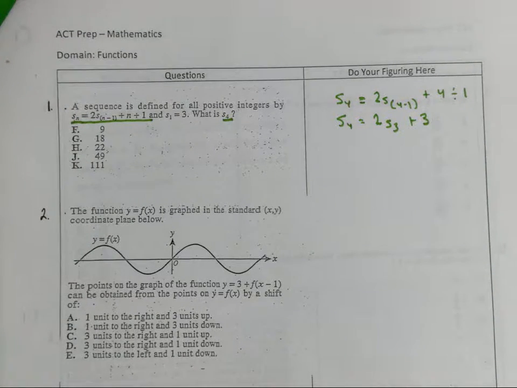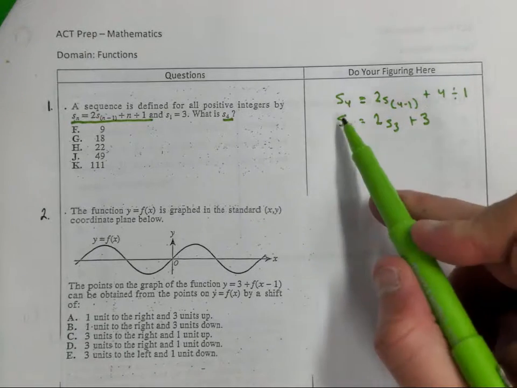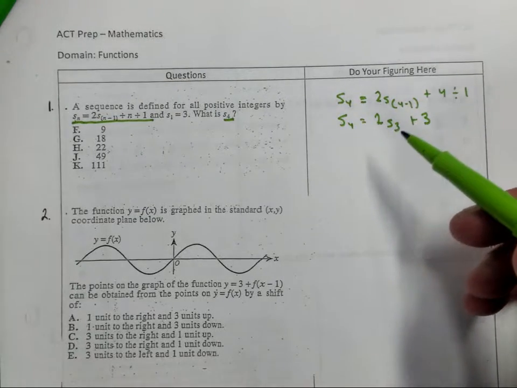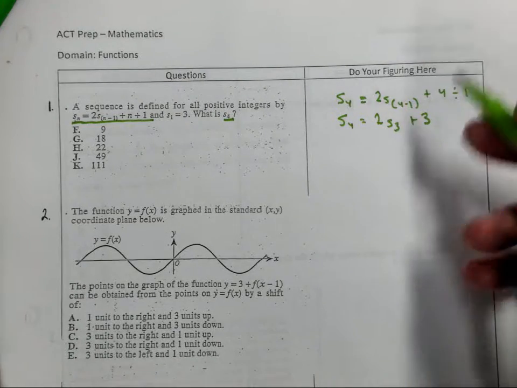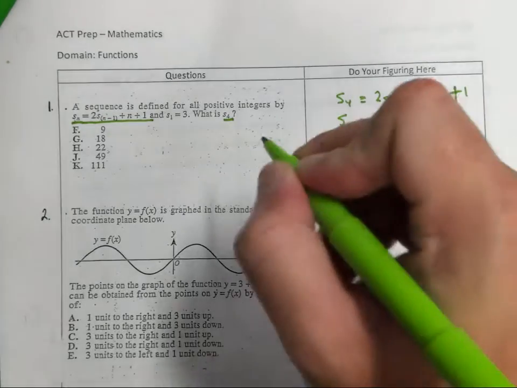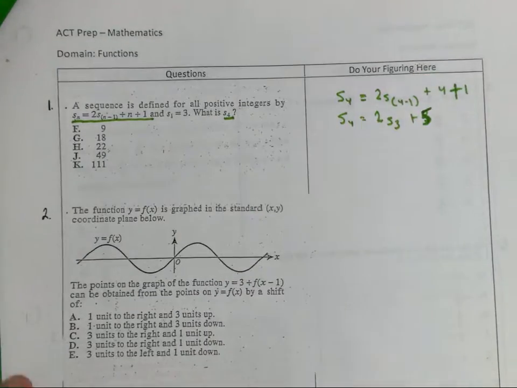Now look at that and say, well, Mr. Hester, I'm looking for S sub 4, but I have no idea what S sub 3 is. Oh, it was divided by 1? I thought it was plus 1. Oh, that's plus 1. I'm sorry. That's plus 1. That's a bad copy. Yeah, plus 1.